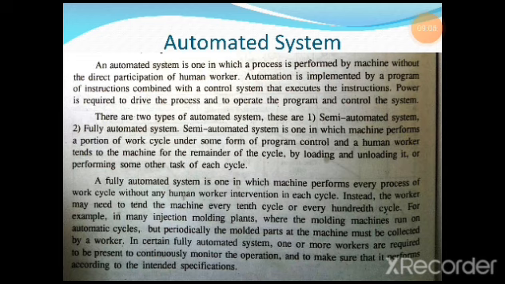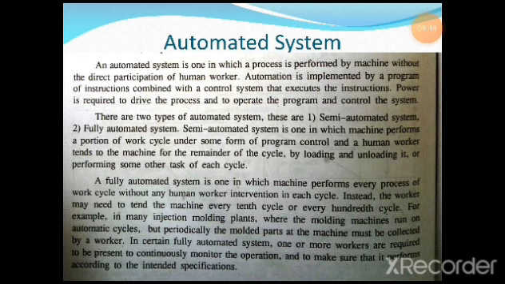For example, in many injection molding plants, where the molding operation is carried out as a part of casting, the molding machines run on automatic cycles, but periodically the molded parts at the machine must be collected by a worker. See what happens in an automated injection molding plant: the cast that is produced in a particular type of mold is collected by the operator, but every operation is done automatically by that particular machine. Still, periodically the molded parts must be collected by a worker.